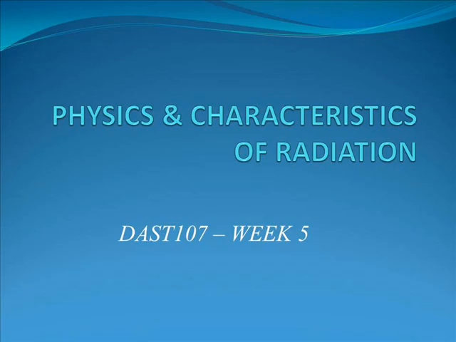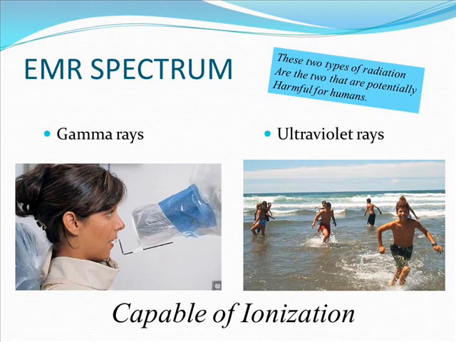Week 5. So let's start with the EMR spectrum. What we mean by spectrum is just a variation in types of radiation. So the EMR spectrum is all of the kinds of radiation that there are. The first two that we need to talk about are the two that are potentially harmful, and those are gamma rays and ultraviolet rays. Two that we really need to pay most attention to. Gamma rays being X-rays and ultraviolet rays being rays from the sun.